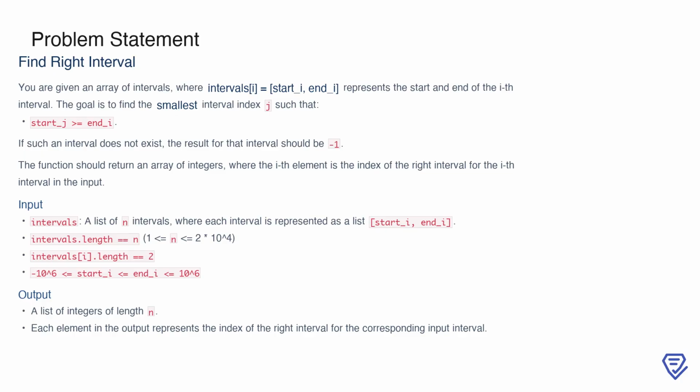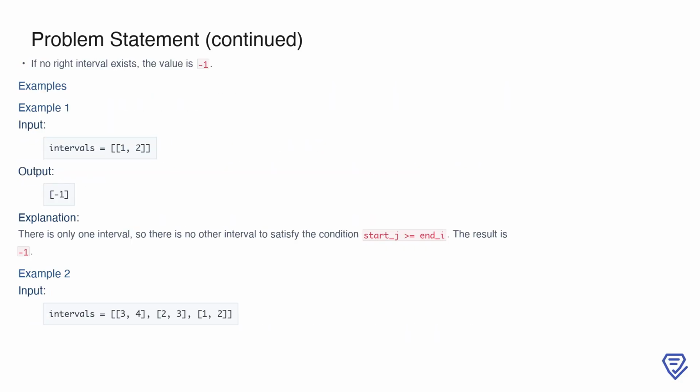The output will be an array where each element corresponds to the index of the right interval for the respective input interval. For the input, we are given a list of up to 20,000 intervals, with each interval containing exactly two values, the start and end points. These values can range from -10^6 to 10^6. The output is an array of integers, where each value is either the index of the right interval or -1 if no right interval exists. If a right interval does not exist for a given interval, the output will be -1 for that interval.